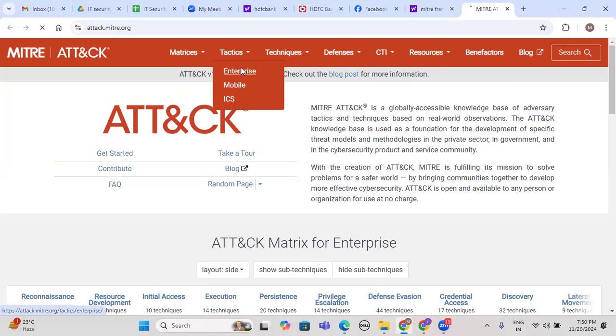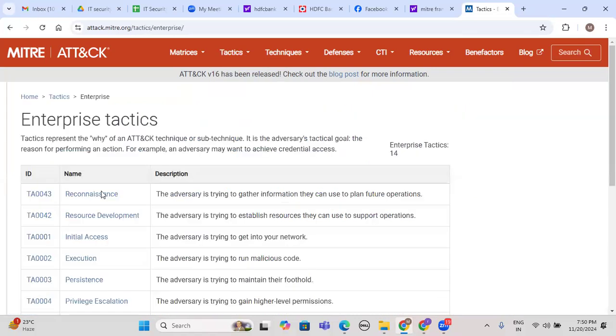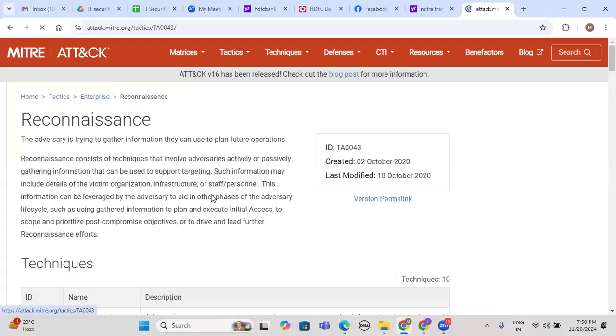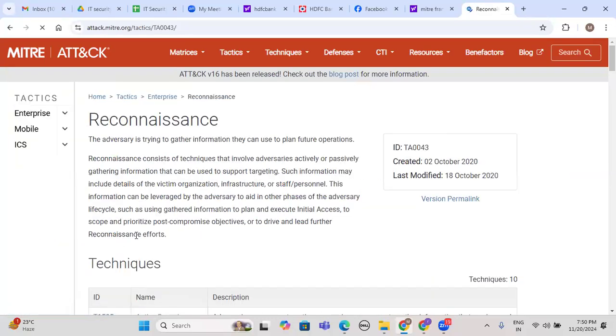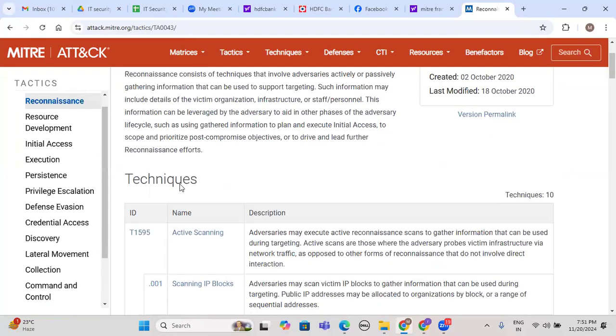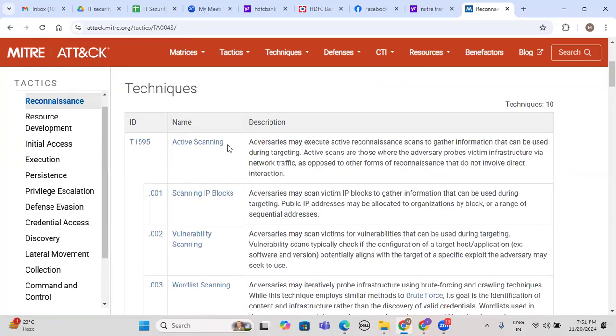So click on the enterprise level tactics, reconnaissance. So this is the tactic now. Attacker can use these tactics. The adversary is trying to gather information or select the target, which is called recon. Click on this one. Now, techniques: what are the different types of techniques the attacker will use under recon? Active scanning, for example.